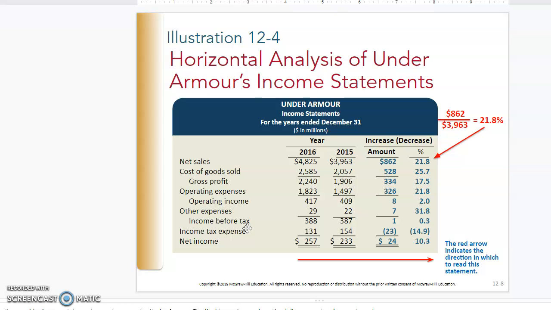Companies do this all the time to look at their own financial information. They may also look at their competitors this way as well. But horizontal analysis means looking at the same company over time and looking at what are the differences as a percentage of that earlier year.